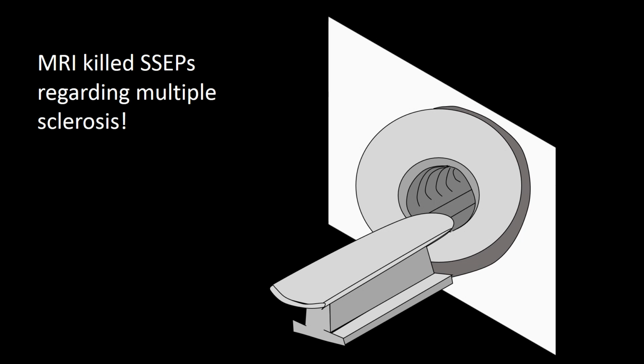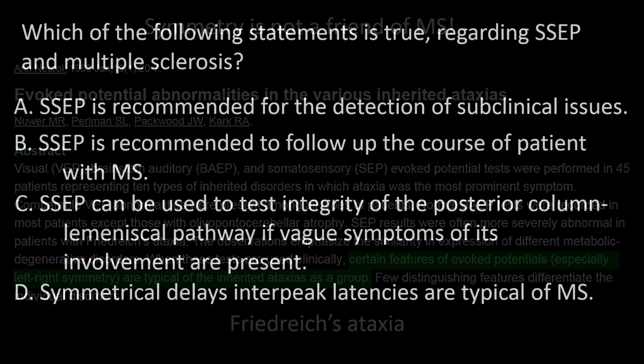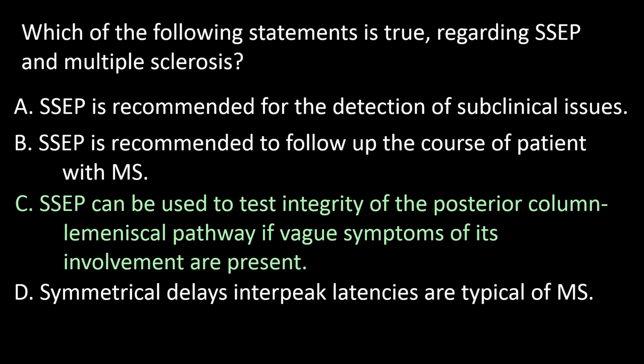MRI took away the prominent role that somatosensory evoked potentials used to have in the management of patients with multiple sclerosis. In the past, the usefulness of somatosensory evoked potential studies was that it would detect or confirm the presence of asymmetrical lesions in patients with MS. That is, lesions separated by time and space, but in the case of the somatosensory evoked potentials, separated by space. Symmetrical somatosensory evoked potential abnormalities occurred in patients with inherited ataxia, including Friedreich's ataxia. So the answer to this question is C.